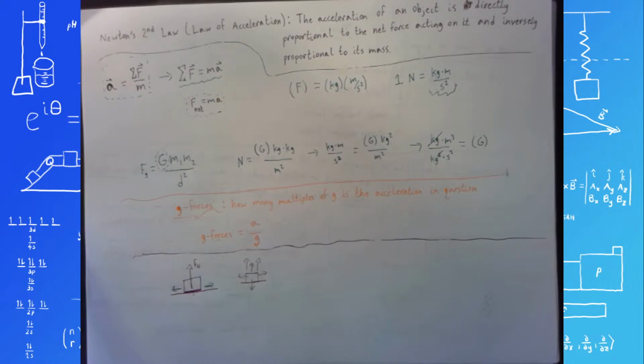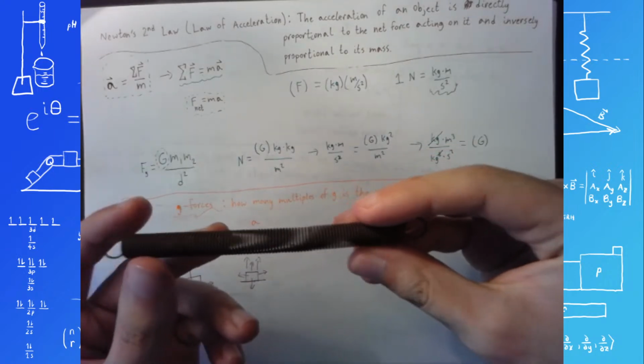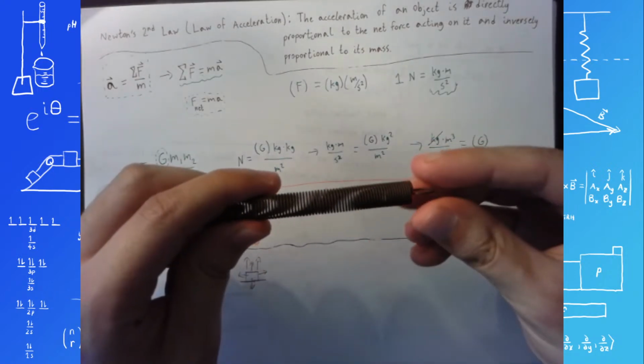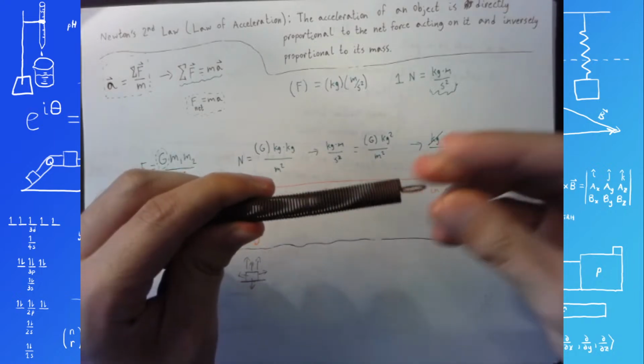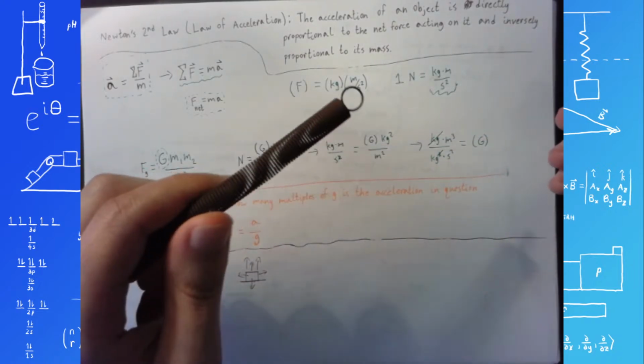Spring force always points opposite to the direction that the spring or rubber band was stretched or compressed. So here's a spring, and it doesn't have a lot of tolerance for compression, but if I push it, it pushes back on me. If I pull it, it pulls back. So it's kind of like a 2-in-1.